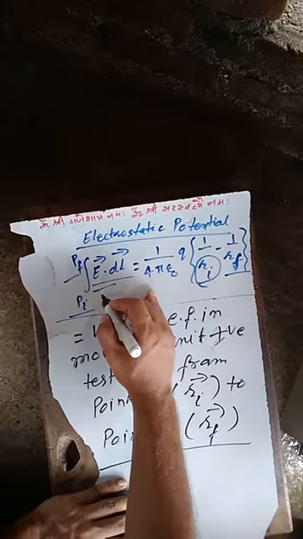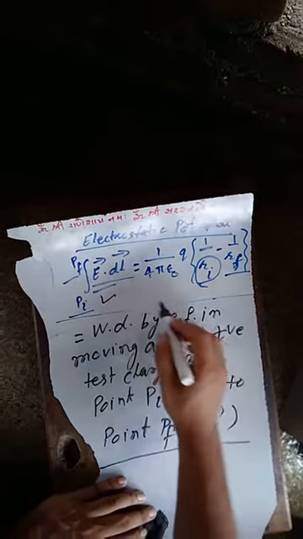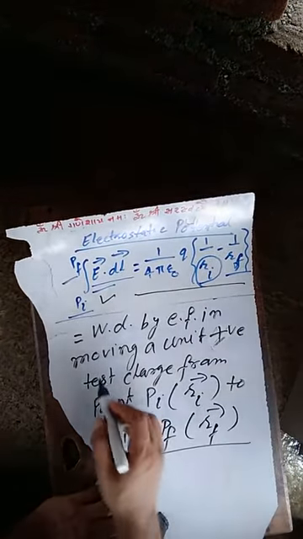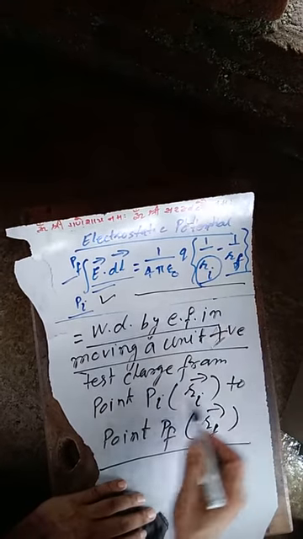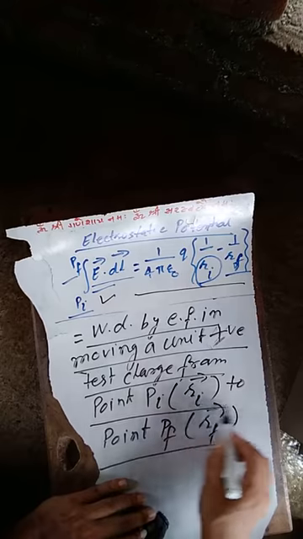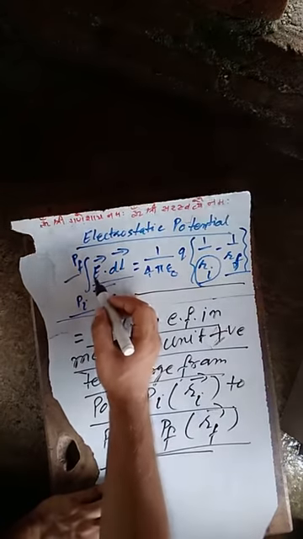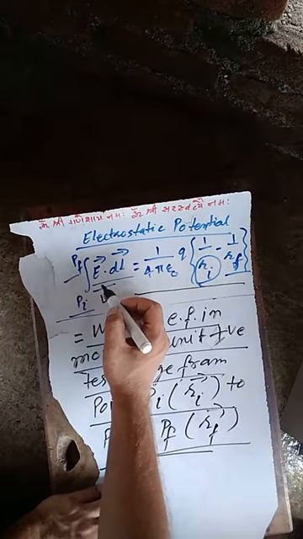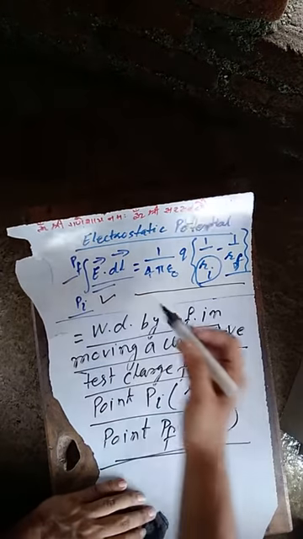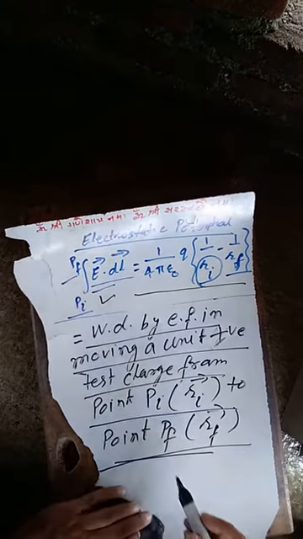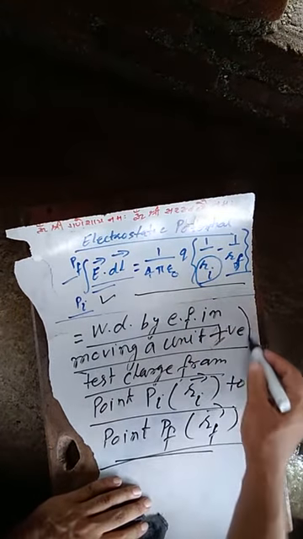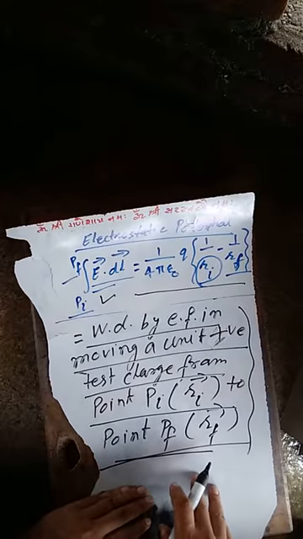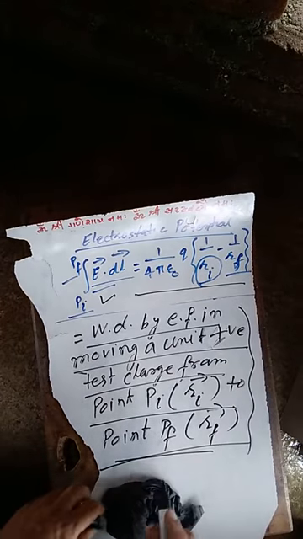So this line integral of electric field, which is equal to this, is actually work done by the electric field in moving a unit positive test charge from point Pi to point Pf, because this electric field is your force on unit positive test charge. So basically this is work done by the electric field in moving unit positive test charge from initial position to final position. So this was your line integral.